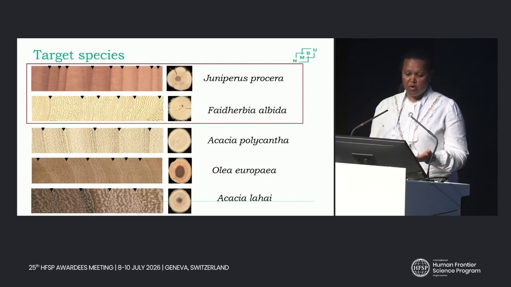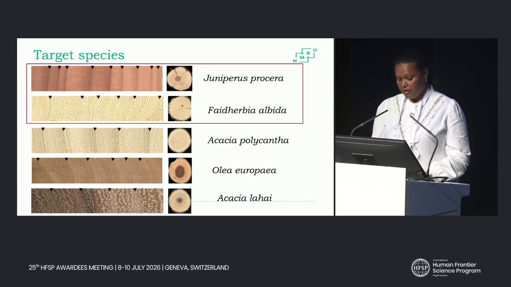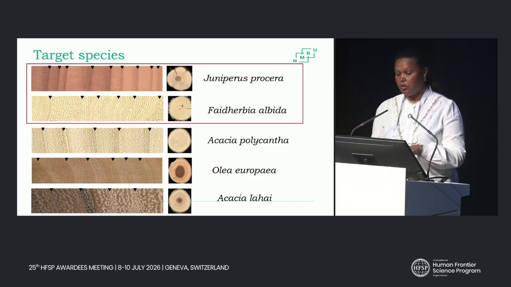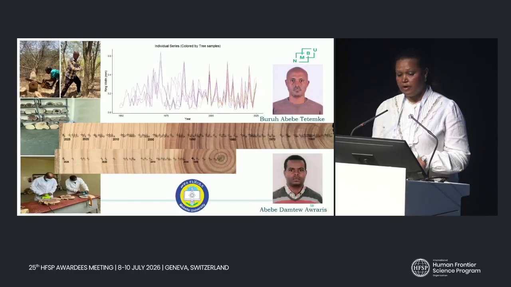But we also added three other species. So we are working with 5 different species and Juniperus from 2 areas, but I will focus only on the 2 for this talk.